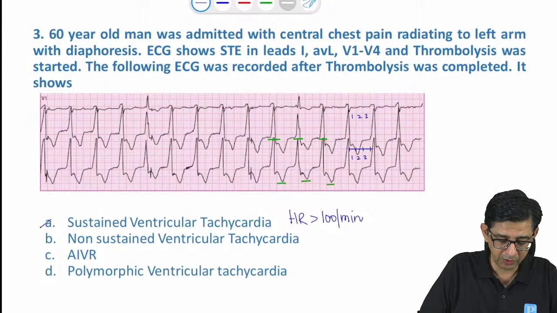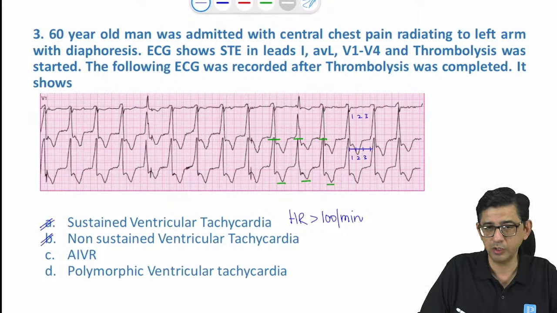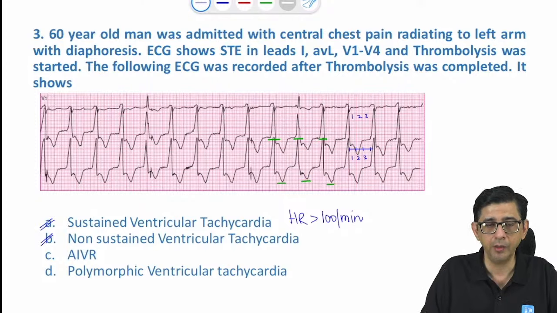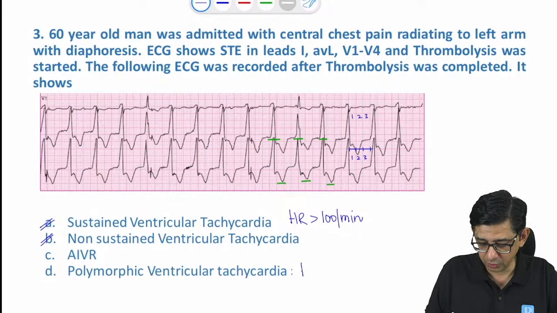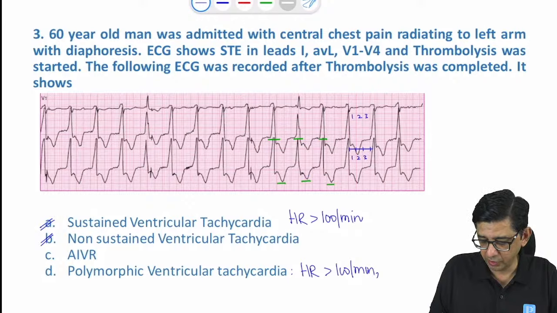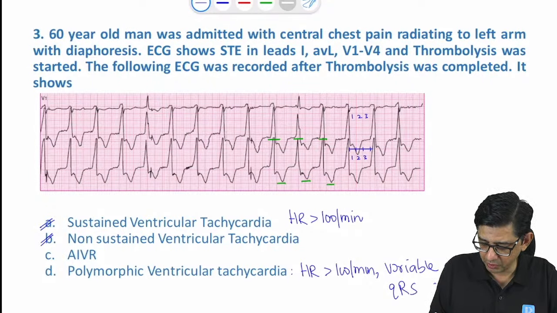I'm ruling out A versus B because they don't have tachycardia, and there's no duration described. And in polymorphic ventricular tachycardia, one should always have a heart rate more than 100. That is one. And second, there should be variable amplitude of the broad QRS complexes. So this particular question was by exclusion, and the answer is AIVR.